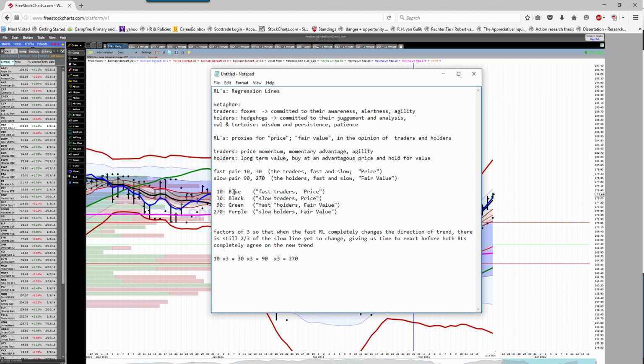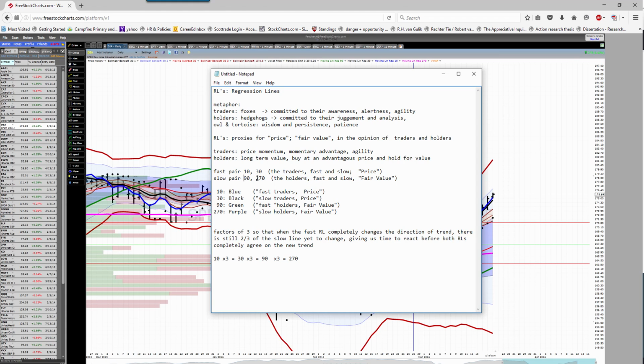We're going to use 4 regression lines. The fast pair really governs the behavior of the traders, and so we're going to use the 10 period and the 30 period regression lines. The 10 period is the fast, the 30 period is the slow, and that's going to be the proxy for price. So the fast traders look at the 10 as the price, the smooth price, and the slow traders look at the 30 as the smoothed real price.